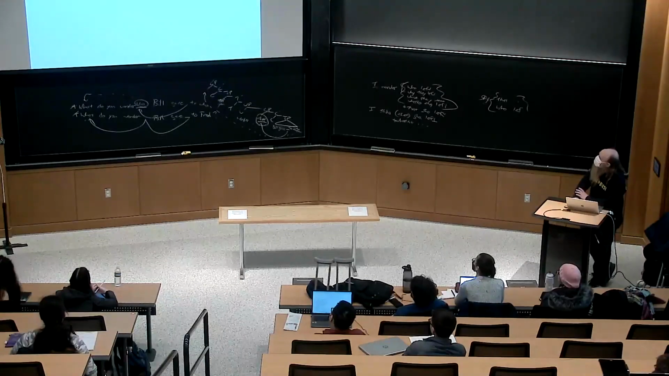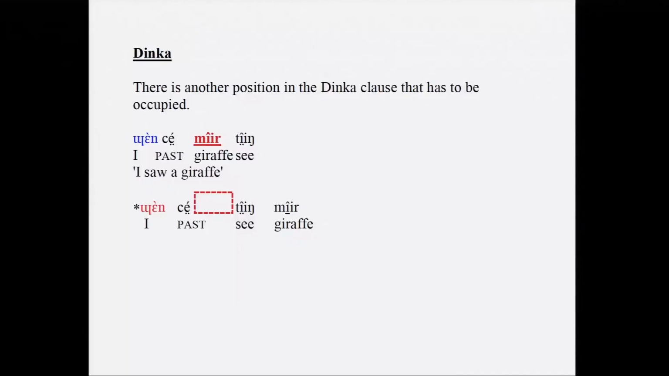Now, there is another position in the Dinka clause that has to get occupied. So if you want to say in Dinka, I saw a giraffe, you can say, mir ting. C is breathy. You've got the word for I in first position here. This is satisfying the V2 requirement. And throughout, I'm going to make things in the V2 requirement, things in the specifier of CP, things satisfying that need for there to be something in first position, blue.